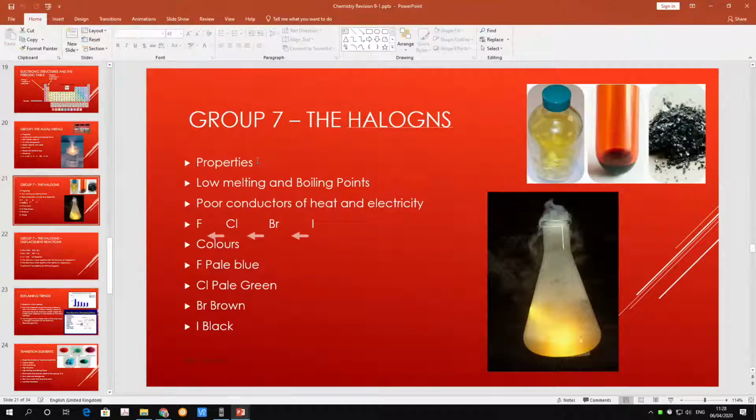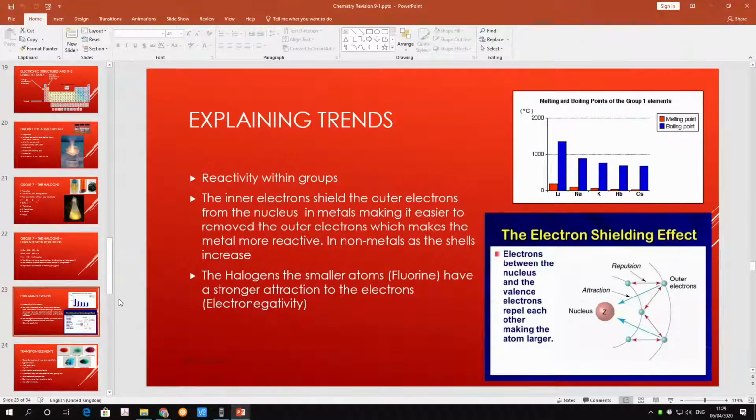Poor conductors of heat and electricity. Yep, they certainly are. They are typical non-metals, and they don't conduct heat very well, and they don't conduct electricity at all. And we've looked at the colours. Okay, so there are our halogens. We've also looked at here some of the trends that we are seeing.